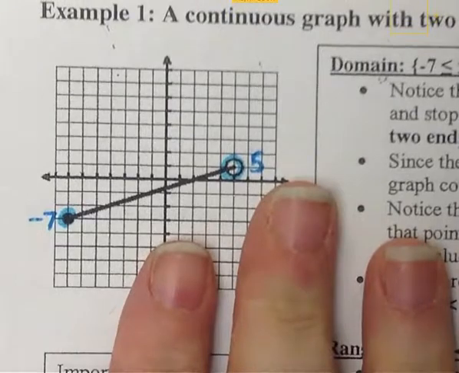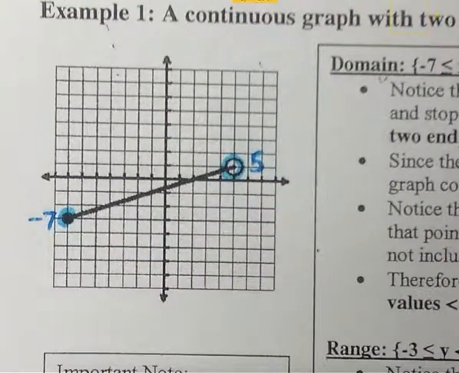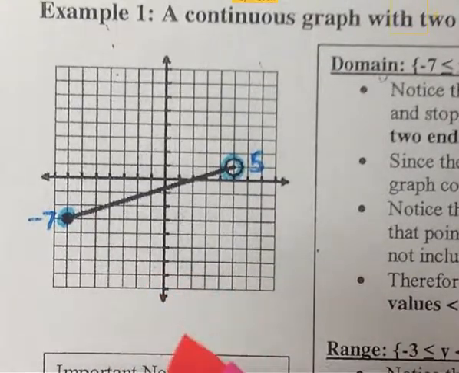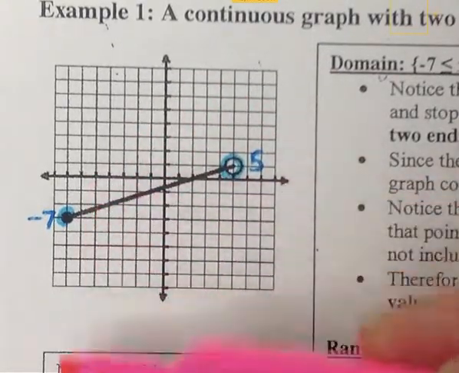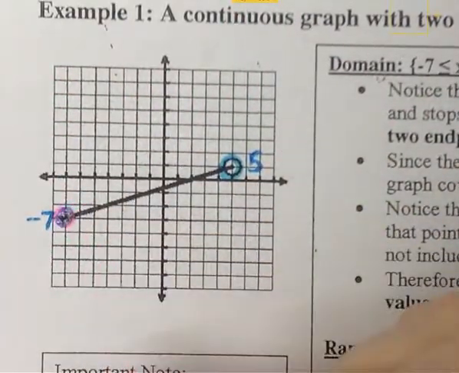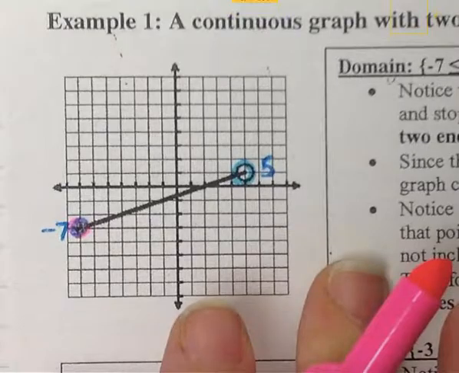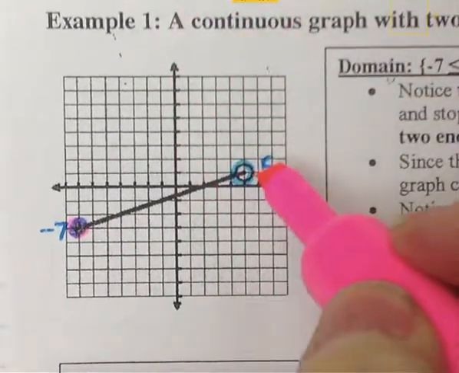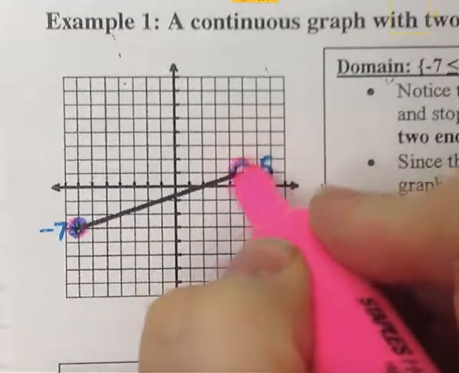So if I come back to the graph, I'm then going to use my pink to highlight for my range. So in my pink, I'm going to highlight my lowest y value, the lowest point on the graph, which happens to be this coordinate again. Then I want to highlight the highest point on the graph, which also happens to be this coordinate that I highlighted in blue earlier.